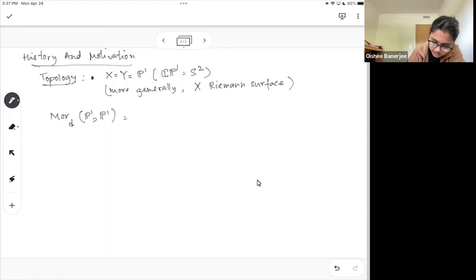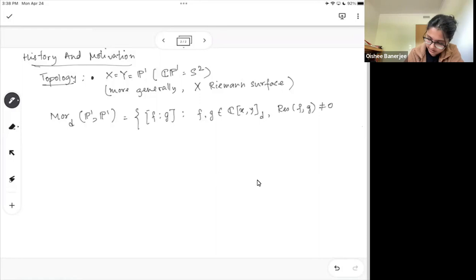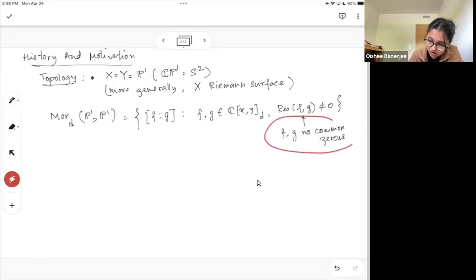So let's just, for the sake of writing down some definitions, see what this space is. This is a pair of polynomials f and g, of degree D, homogeneous in two variables, such that the resultant is non-zero, such that f and g have no common zeros. Right, so this is the key part: no common zeros. Otherwise, you won't have an algebraic or holomorphic map.